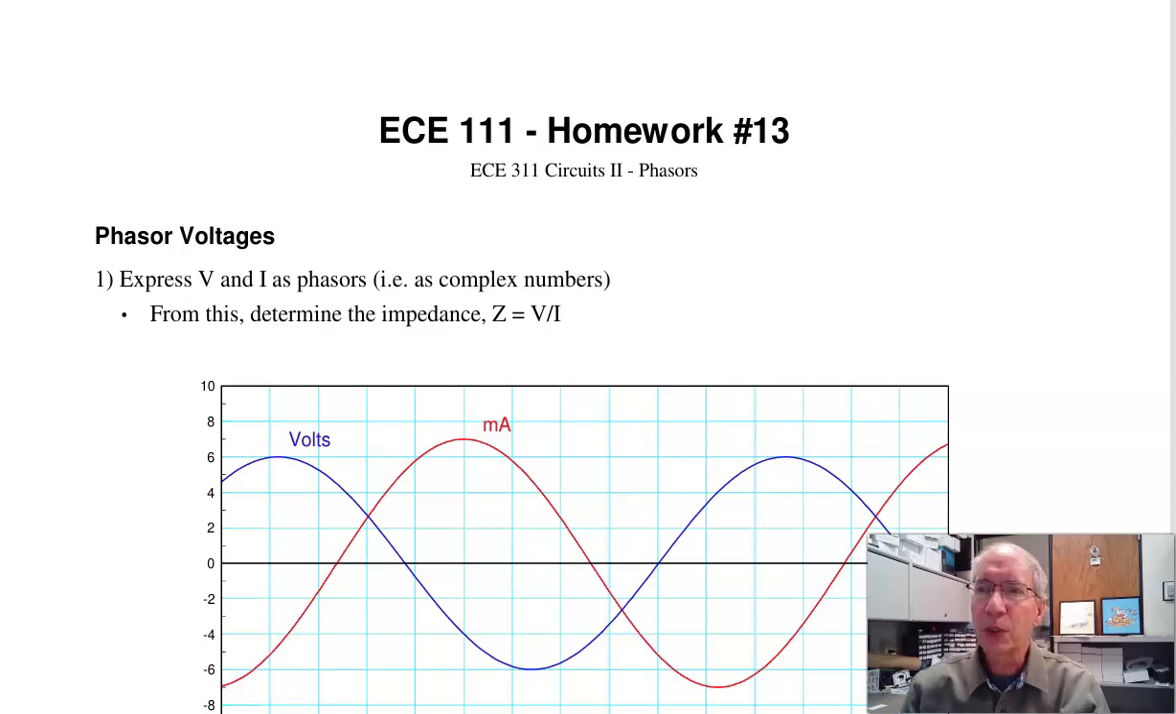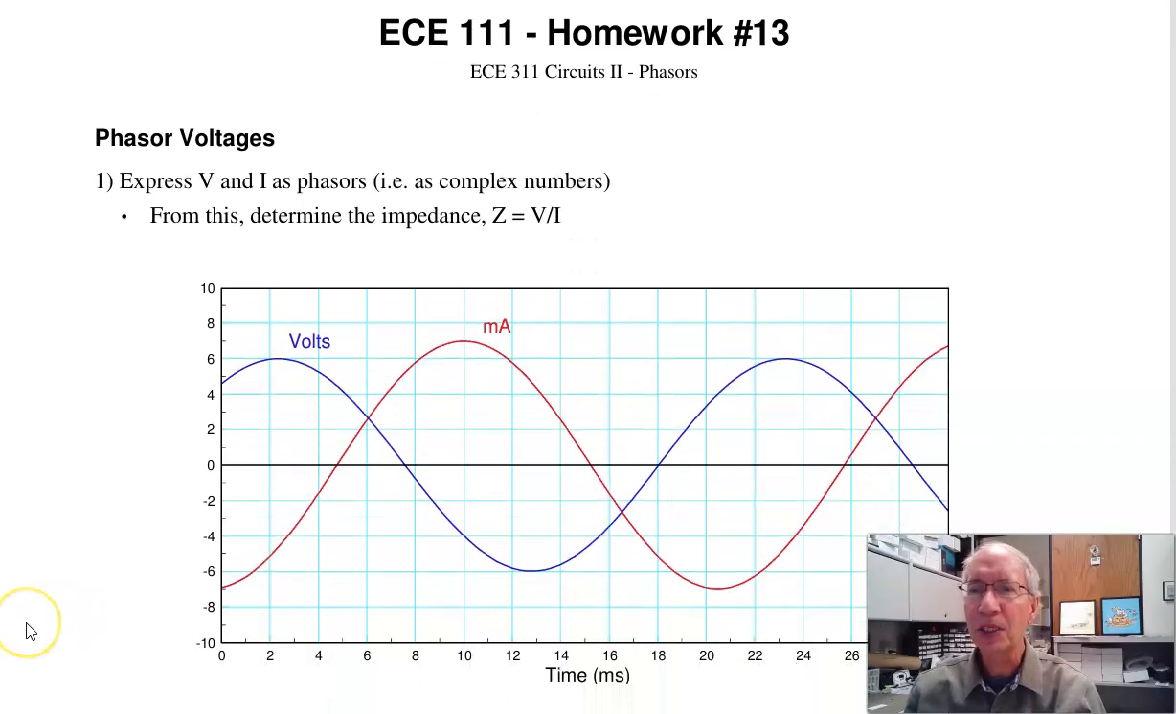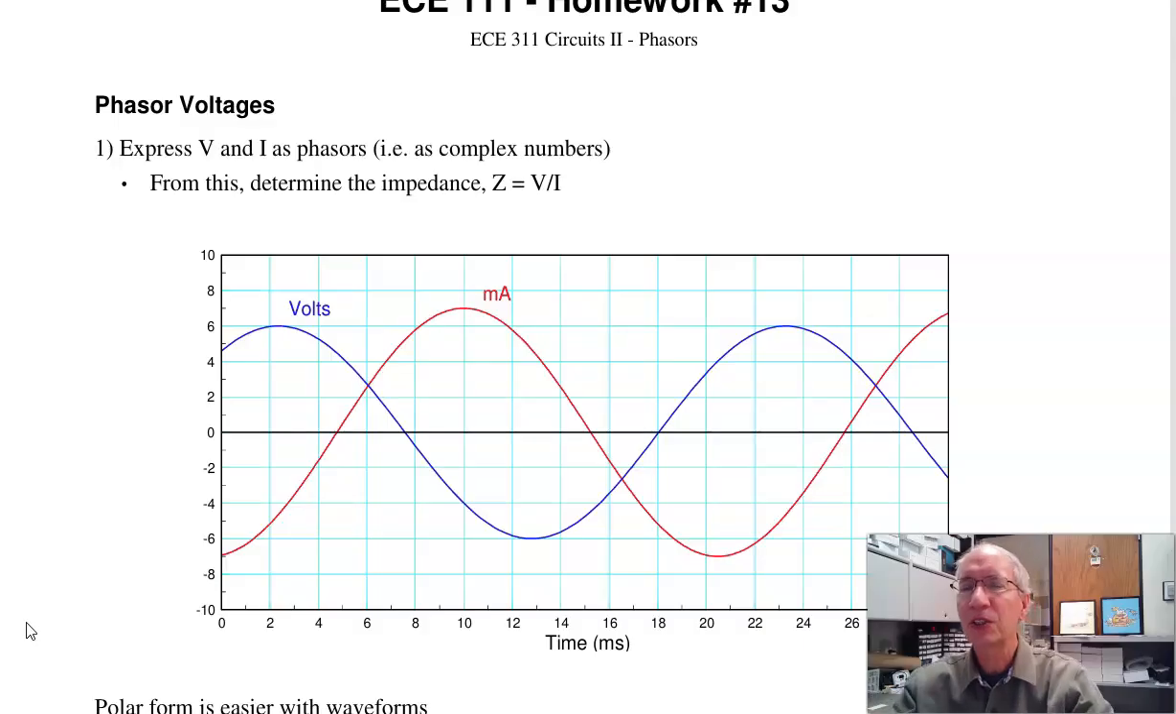Here are solutions to homework set number 13 for ECE 111, Intro to ECE. This homework set looks at using Matlab to solve problems that you encounter in circuits 2, specifically phasors, using complex numbers to describe circuits with AC inputs. Now the first problem is to represent a voltage and a current using phasors, and then find the impedance, the ratio of voltage over current.